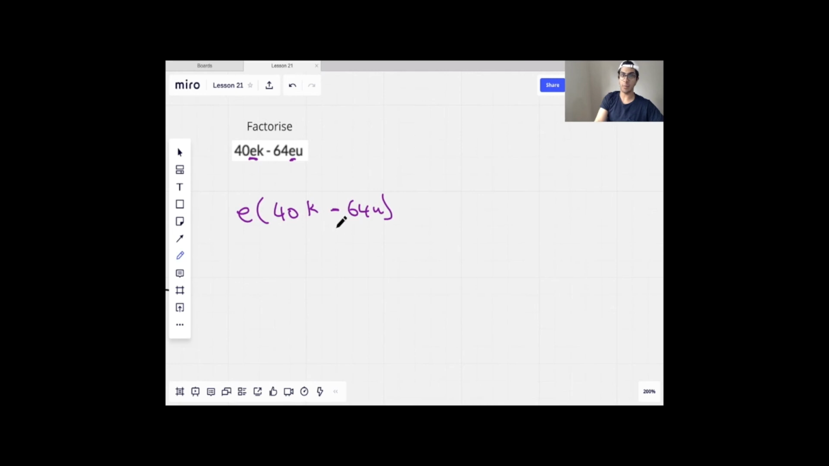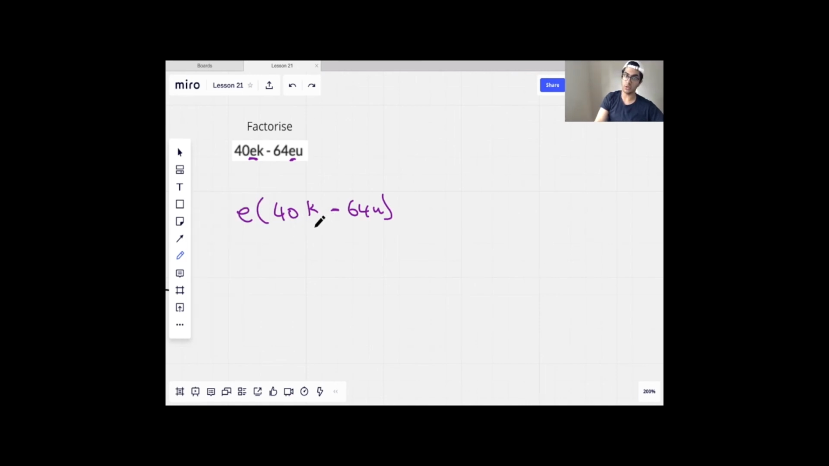And how do I know I'm left with this? Well, if we're dividing by E here, that E just goes away basically, and we're just left with 64 times U. And the same thing here, we're just left with that. So let me get rid of those crosses. Okay, now we can think again what kind of common factors there are.